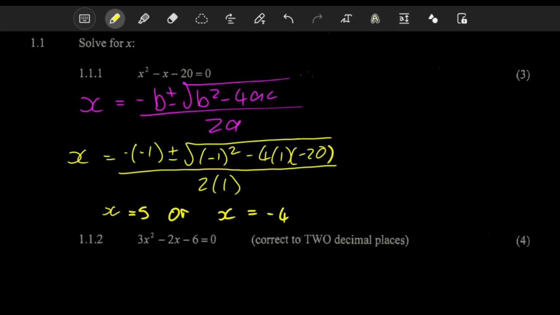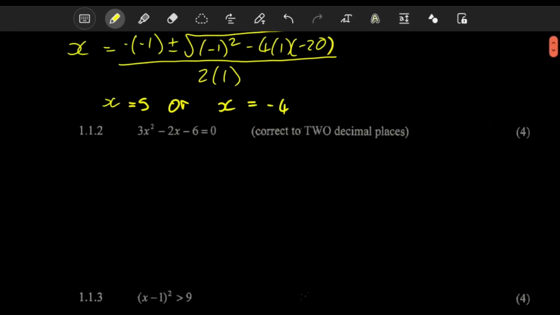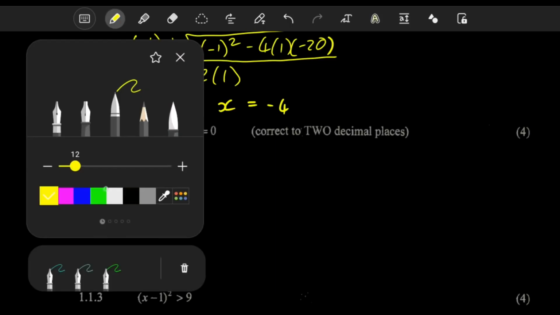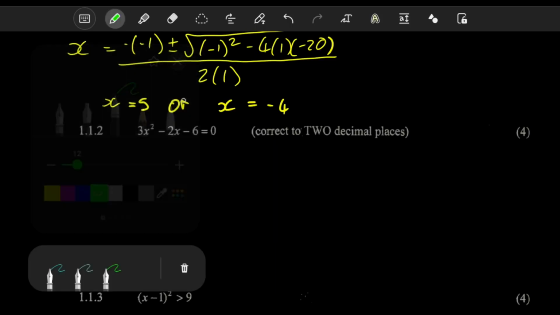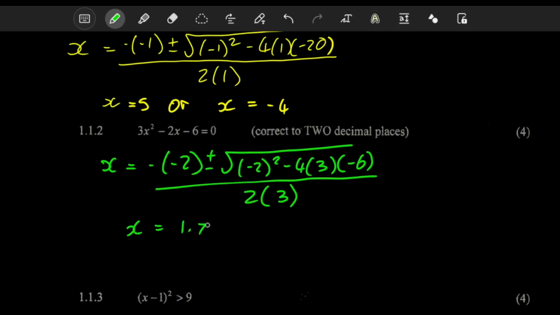It's always funny how they put questions like this in an exam, but hey, not complaining. The next one is also the same idea. You're just going to use the quadratic formula, nothing major. So in the calculator, we're getting x equal to 1.79, or our x value is equal to negative 1.12. There we go.